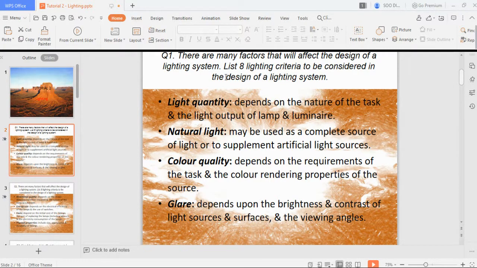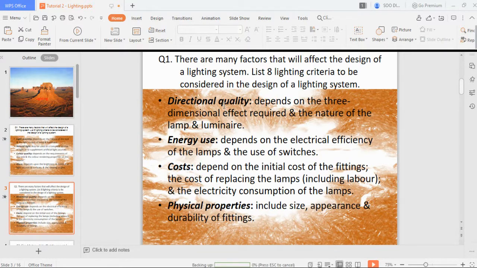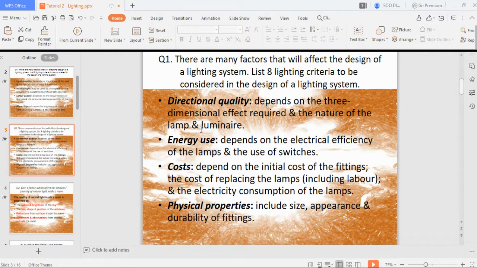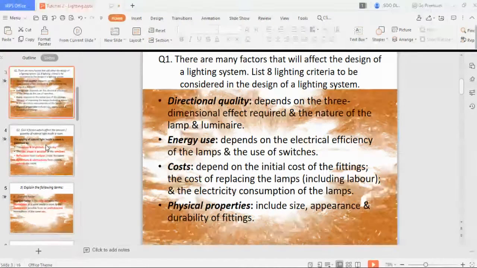The first question is asking you to list out 8 lighting criteria to be considered in the design of a lighting system. The 8 lighting criteria are the light quantity, natural light, color quality, glare, directional quality, energy use, cost, and physical properties. This can be found in your lecture slides, so I won't go into much detail about it. You can have a read by yourself.